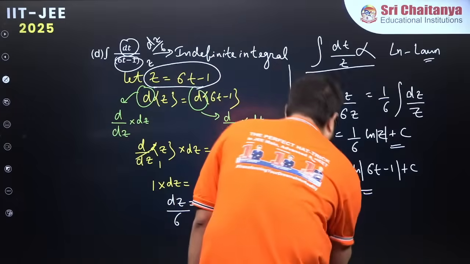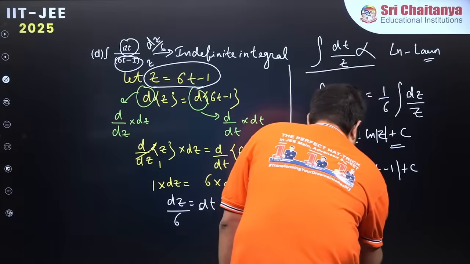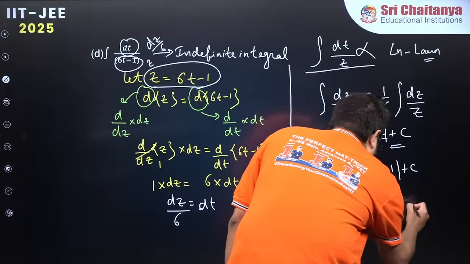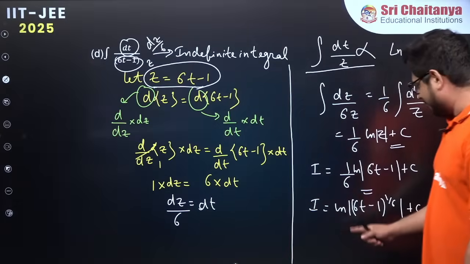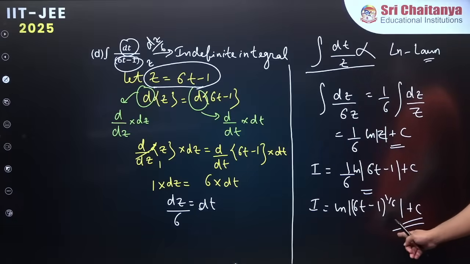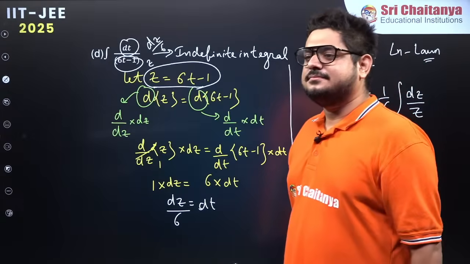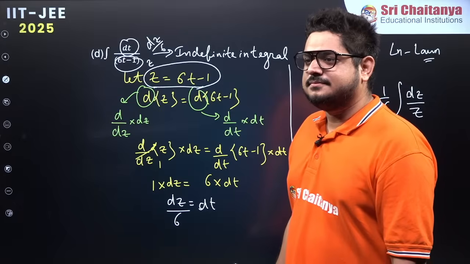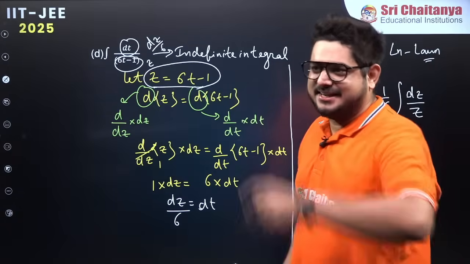Now I can also write this as ln of 6t minus 1 whole to the power of 1 by 6 plus c. Can I write it down like this, everyone? Yes or no? Yes, yes, yes. Okay. Someone is saying no. We can write it down.